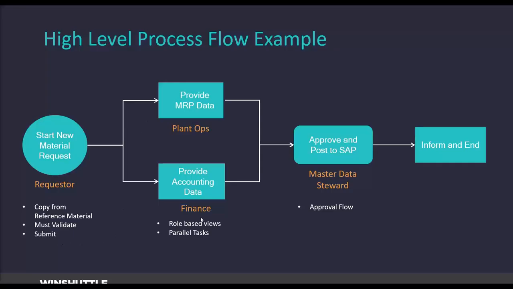And this will launch off 2 parallel tasks: one to collect MRP data from someone in plant ops, and one in finance to provide accounting data. And then when both of those are finished, we'll send it to the data steward to approve and post to SAP. At the end, we can have some notifications as needed, and we can end the process. So it looks simple, but it's going to take us all of our time and maybe more to get through this. So let's get started.